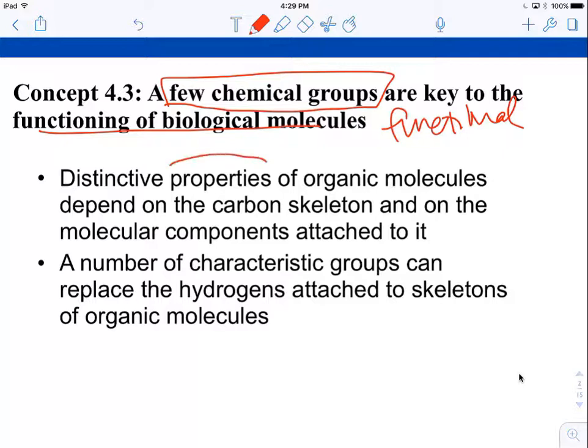So the properties of organic molecules depend on the carbon skeleton and the molecular components attached to it, and these are these functional groups. Characteristics of groups can replace the hydrocarbons attached to skeletons of the organic molecules, so that the skeleton kind of loses its functionality when it's replaced or when these functional groups are added on.